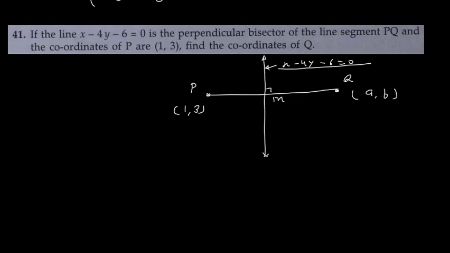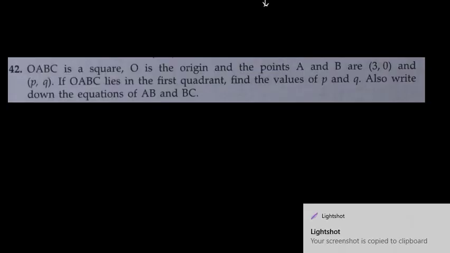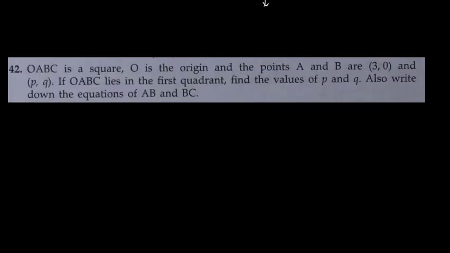Now here the last question. OABC is a square. O is the origin of the point. A and B are (3, 0) and (P, Q). If OABC lies in the first quadrant, find the value of P and Q. Also write down the equation of AB and BC.